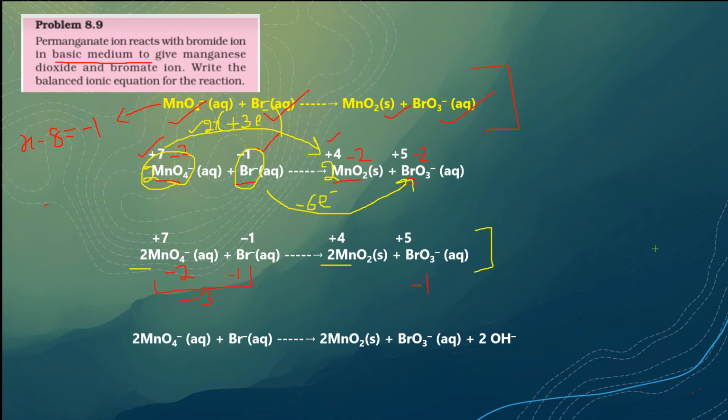And in basic medium, I have this choice of OH minus and H2O. That is the meaning of basic medium. Now OH minus has negative charge, so that's why we have added two negative charges on the right hand side. Now the total charge here also becomes -3. The charges are balanced. That means my equation is balanced.